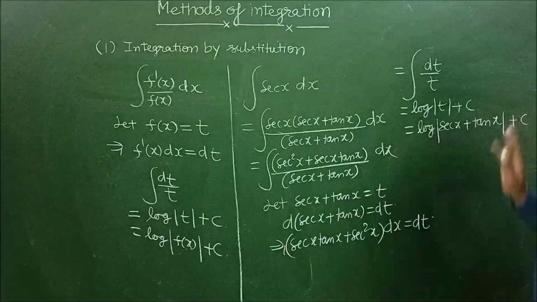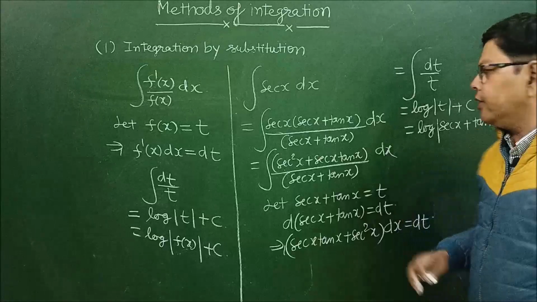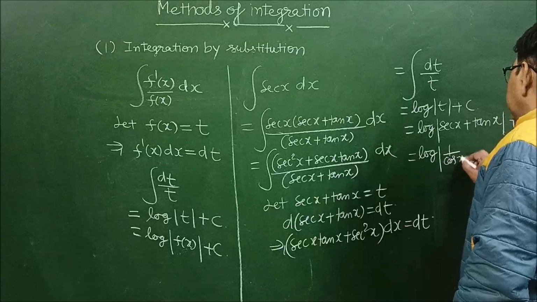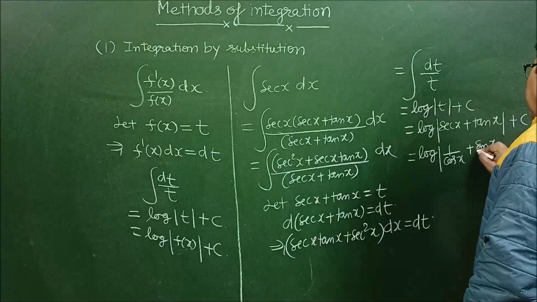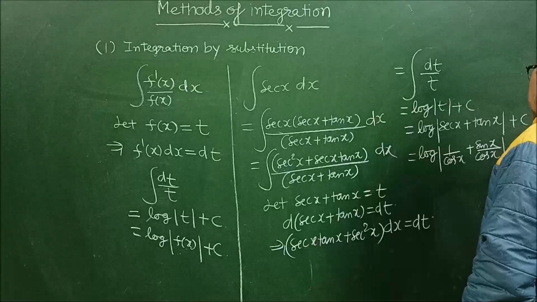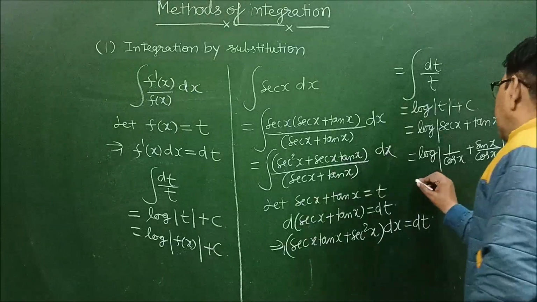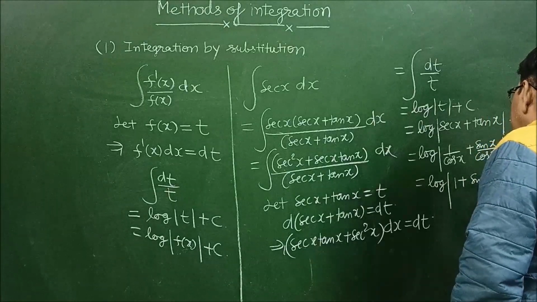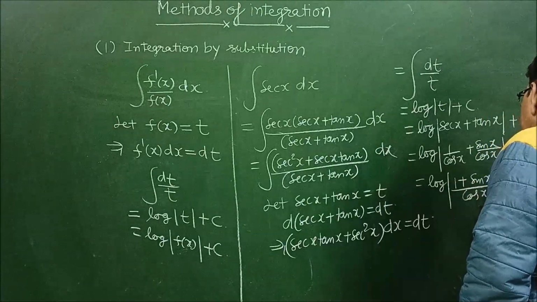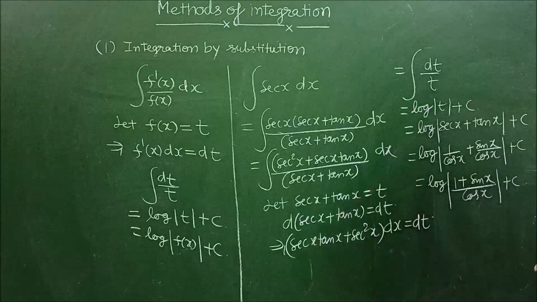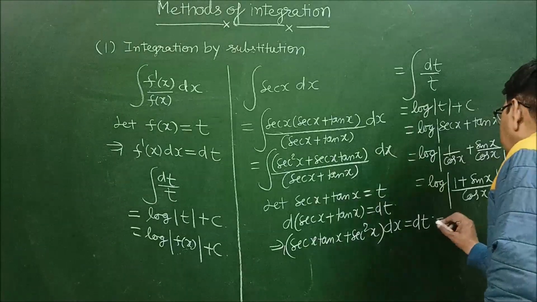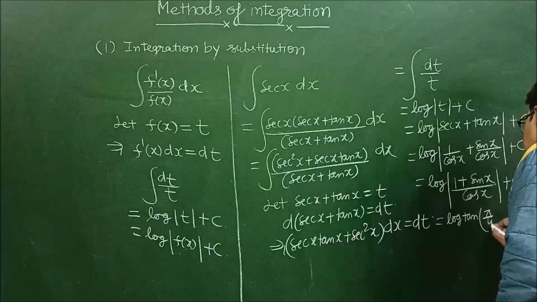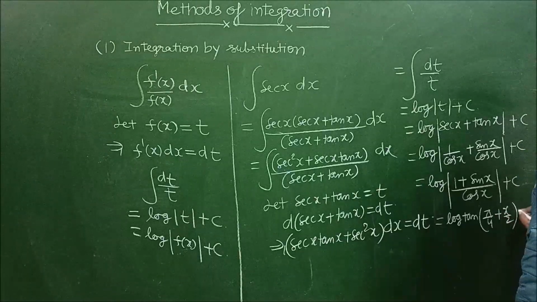plus c. This formula can further be simplified, and I can write log of sec x, which is 1 upon cos x, plus tan x, which is sin x upon cos x, which is equal to log of (1 plus sin x) upon cos x. And on further simplification, this reduces to log tan (pi by 4 plus x by 2) plus c.